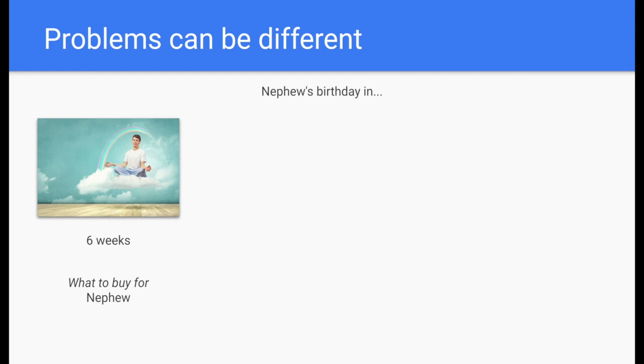But another very important thing is that I have 6 weeks of not thinking about this problem. This is not going to be a problem today or tomorrow. And most people actually don't take any action until the problem is actually a fire in their house.